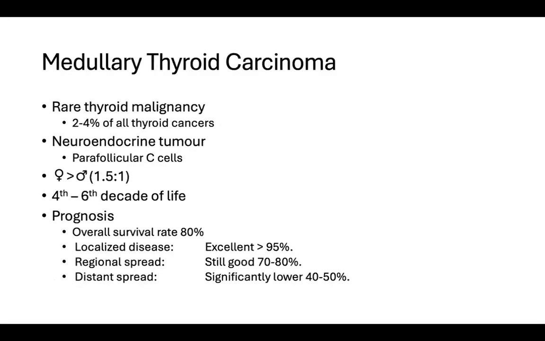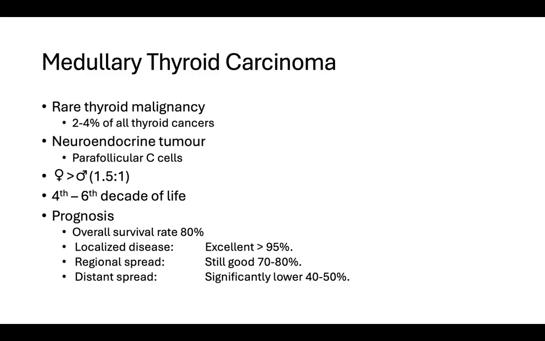example. So a bit of an overview, medullary thyroid carcinoma is a rare thyroid malignancy. About 2 to 4% of all thyroid cancers is a part of neuroendocrine tumor in the thyroid. We all know parafollicular C cells, right? So the incidence is more on females, about 1.5 more than males, and most often is in the fourth to sixth decade of life. So the important thing is overall survival rate is still quite good, about 80%.